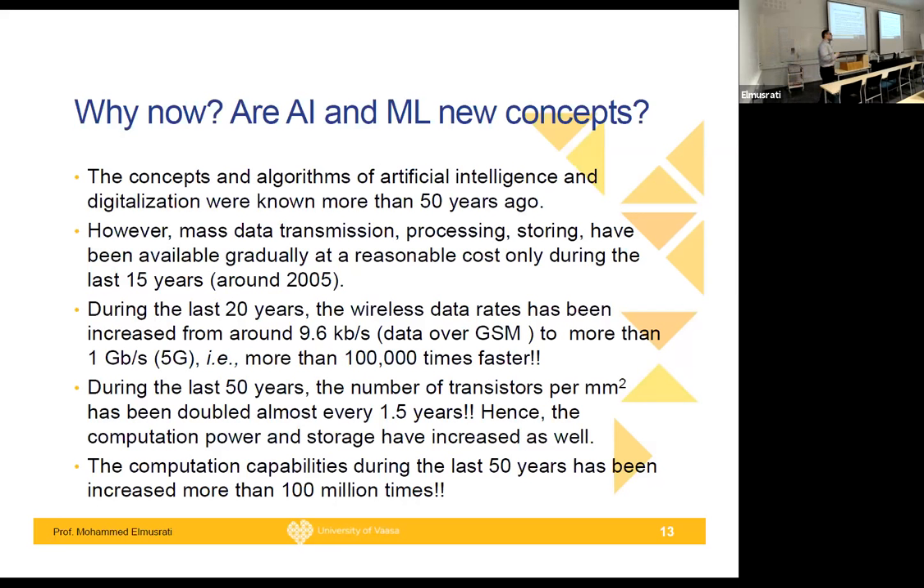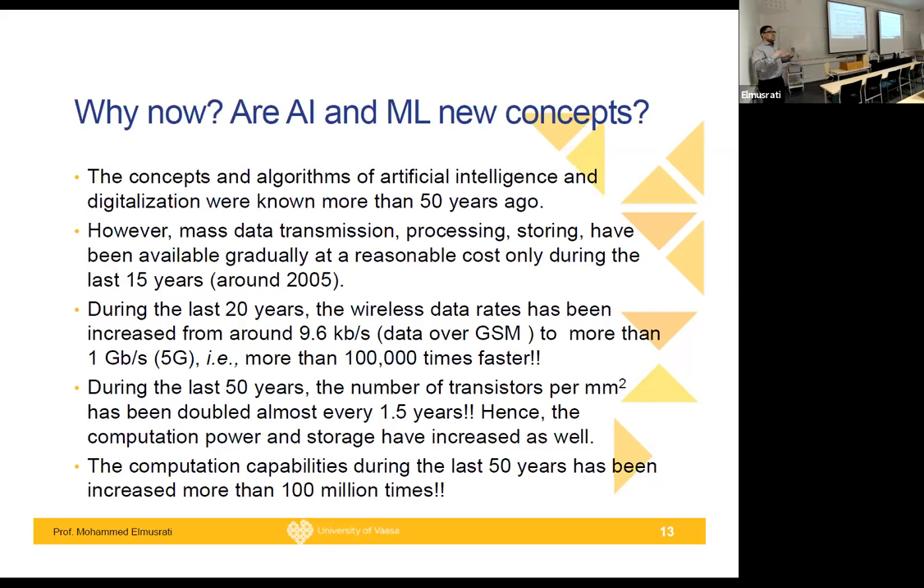I came to Finland in 1999. At that time, we were using GSM for data. And the maximum data rate that you can obtain at that time is between 9.6 kilobit per second up to 14 kilobit per second. This was in 1999 and in 2000, and we were paying per time usage. And now in 5G, we can easily support 1 gigabit per second. This means 100,000 times faster. So within less than 20 years, we can achieve 100,000 times faster data communication. So this is one very, very important part.